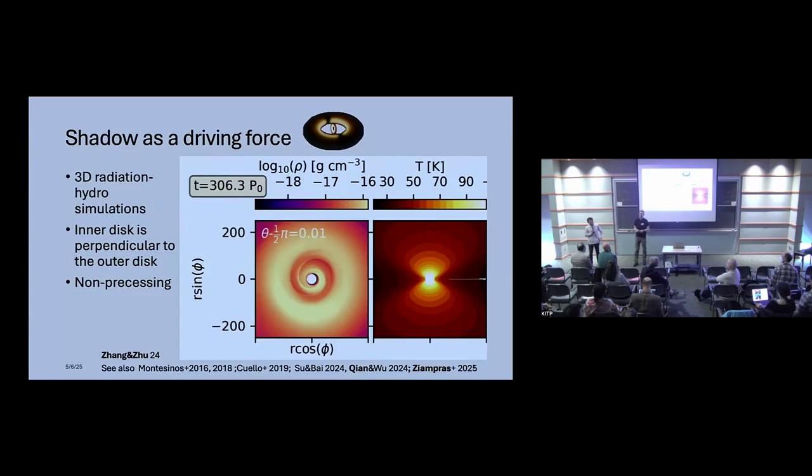Thank you. Okay, last question from Jack. Is disk self-gravity completely negligible? Here we don't consider self-gravity. And in that HD 143006 disk, at least the self-gravity is not very important. So yeah, we didn't consider it.